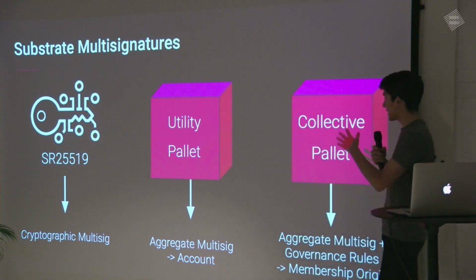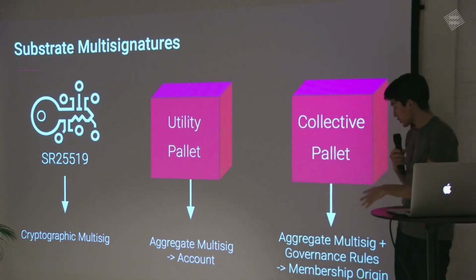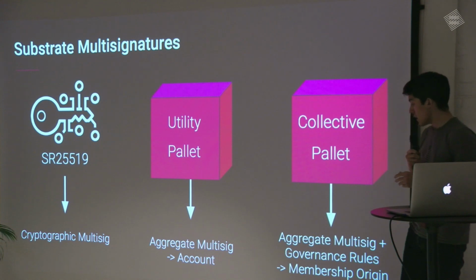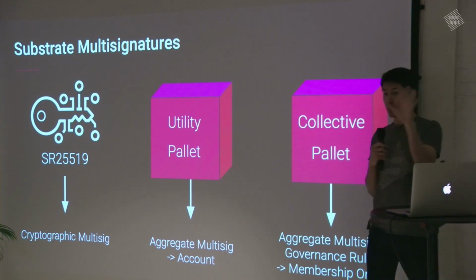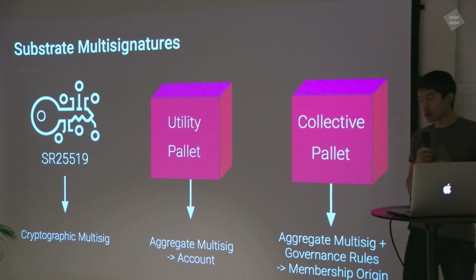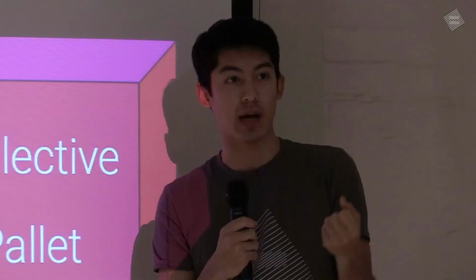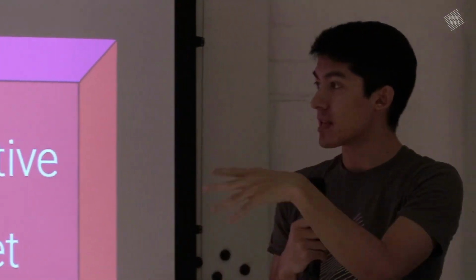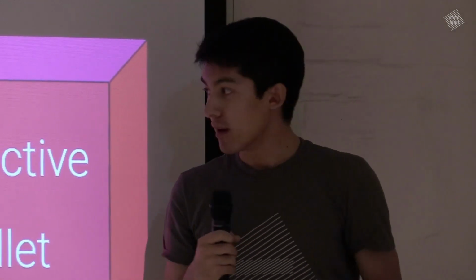And then we also have things like the collective palette, which maybe is a stretch to call a multisig, but basically you can have some aggregate approval or transactions of users in addition to some governance rules and create new origins. And these origins can be used within the runtime. So you can consider all of these different things as ways you get multiple voices to become one voice, right? And that's where the multi-signature stuff is.